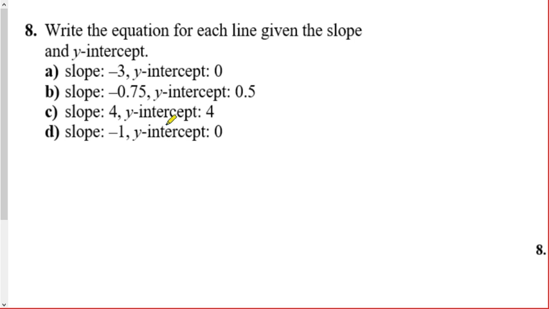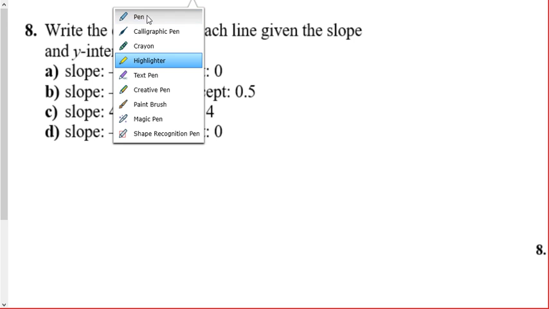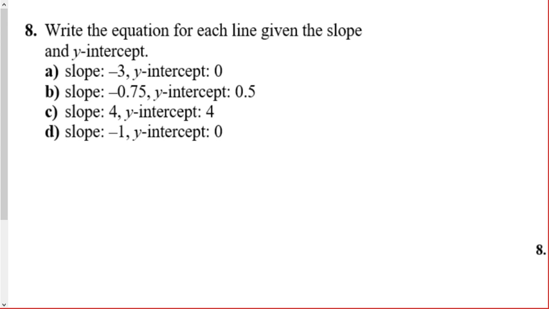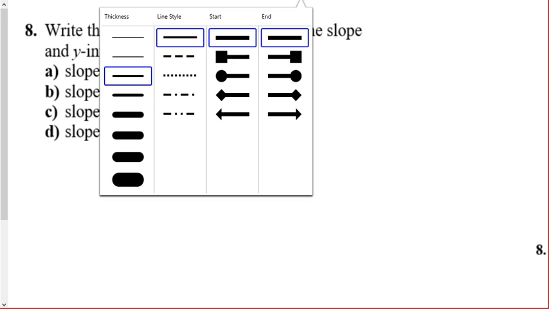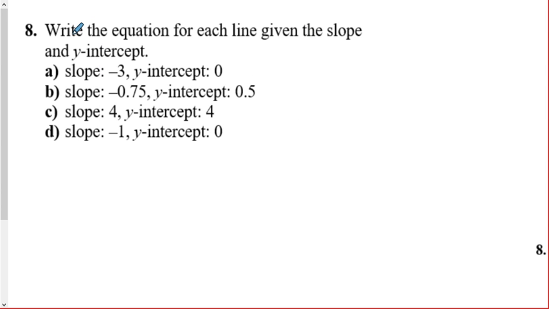Okay, here's our next one. This one is an equation writing one. So I think we were getting to the point where we were pretty comfortable with this. It says write the equation for each line given the slope and y-intercept.